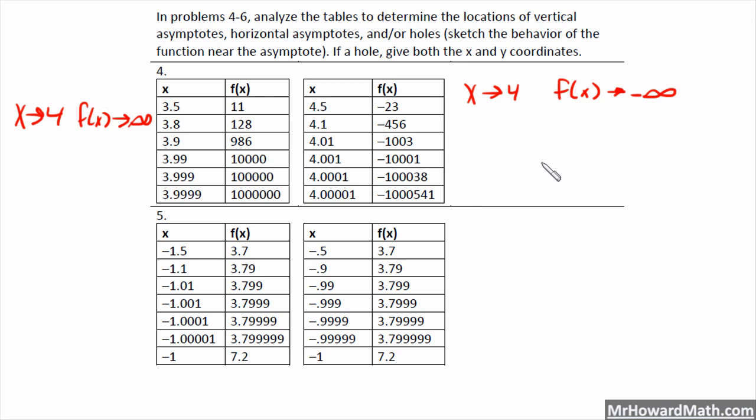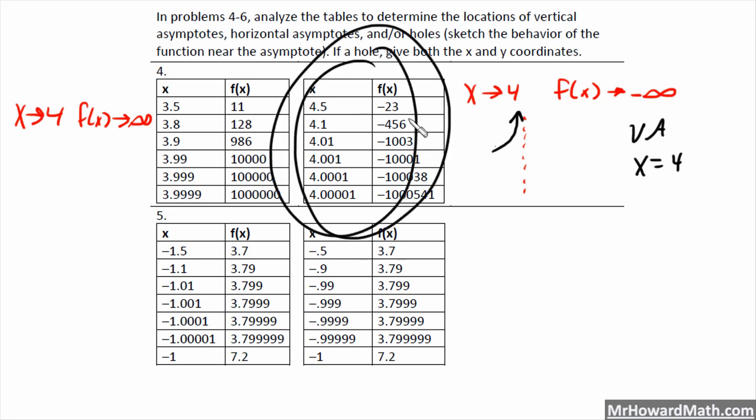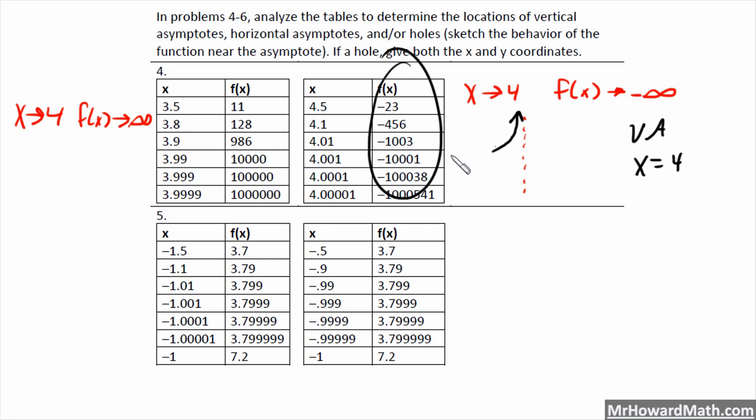What that tells us is that we have a vertical asymptote at x equals 4. So VA at x equals 4. As f of x goes to positive infinity in this table, we're approaching an x value of 4 from the left-hand side, so it looks like this. Then this part of the graph tells us that as the y values go to negative infinity, we're approaching 4 from the right-hand side. We're at 4.5, then 4.1, so that part of the graph would have to look like that. That's what they were looking for on number 4. Let's look at number 5 next.